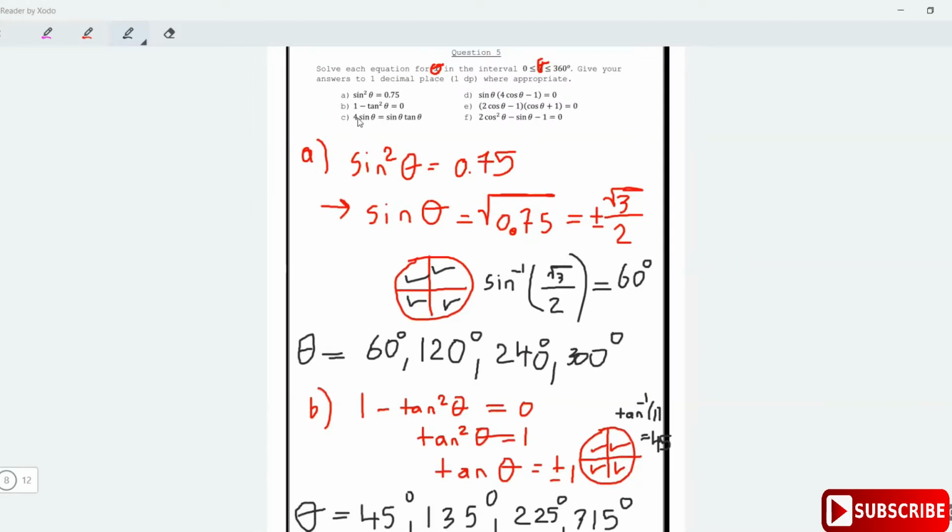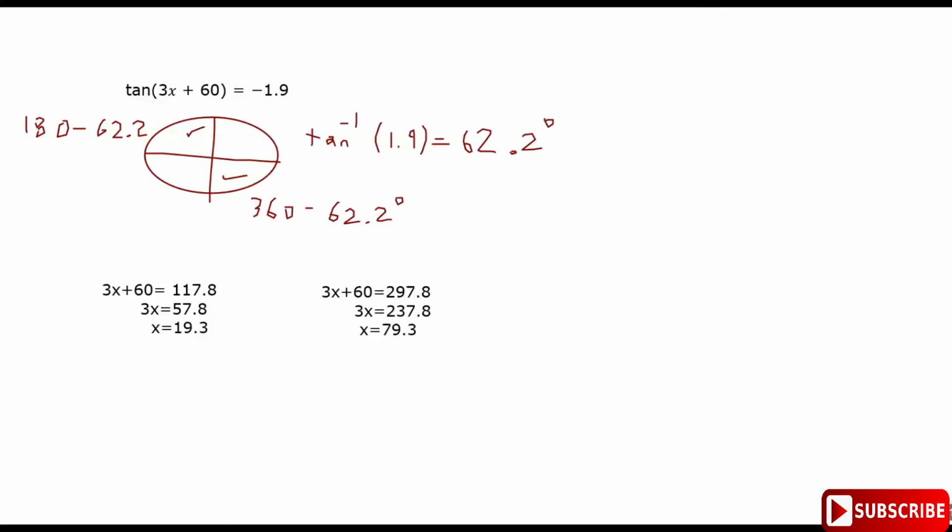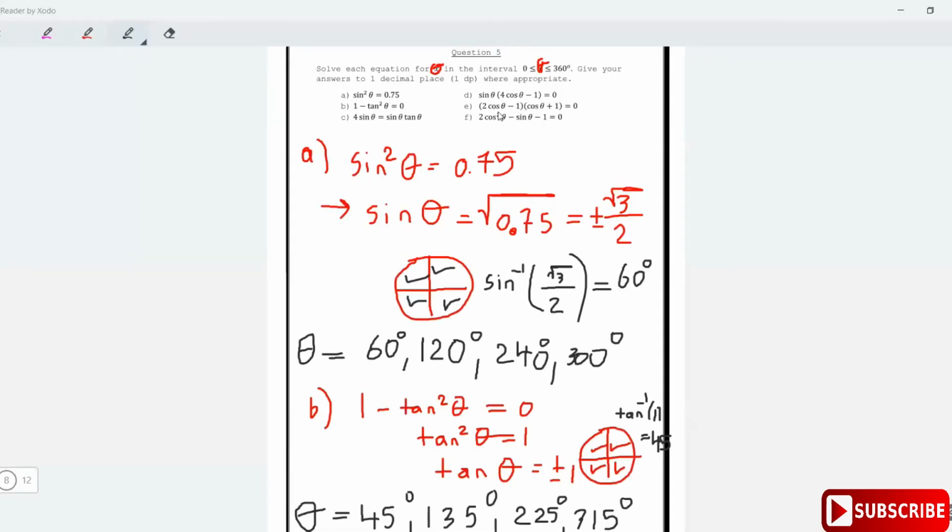Part C is to solve 4 sine theta equals sine theta tan theta. So we're solving 4 sine theta. I'm going to use x in this case. 4 sine x equal to sine x tan x.